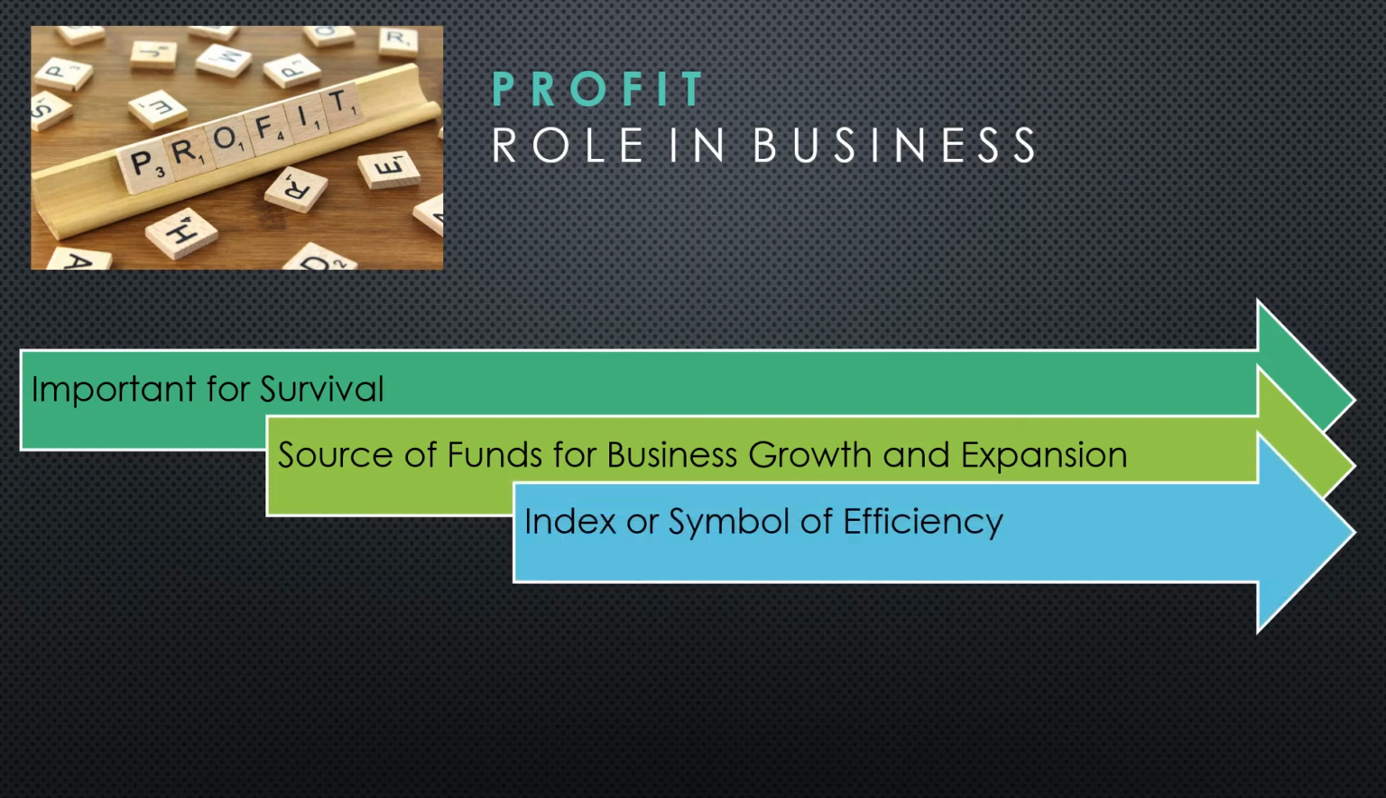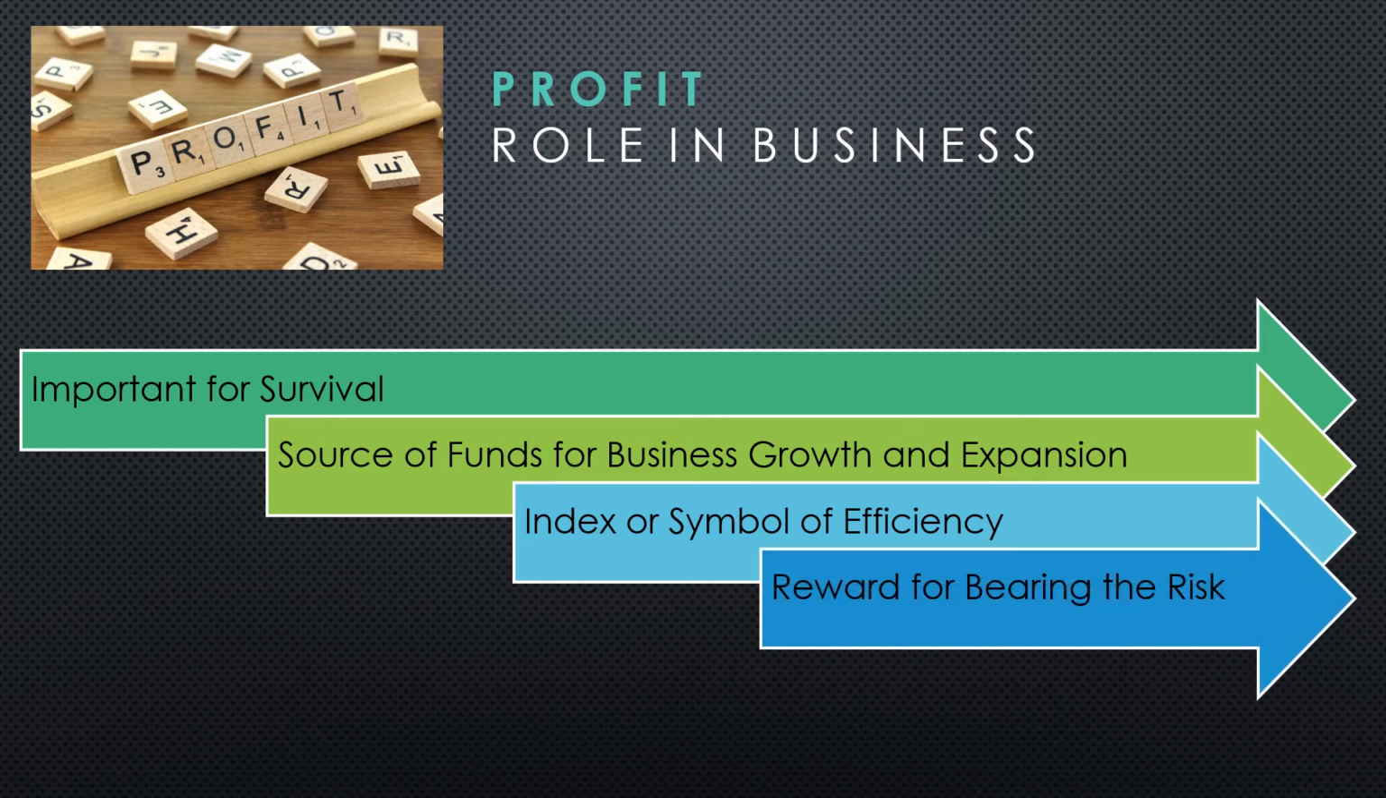Next point is index or symbol of efficiency. Profit indicates whether a business is being managed efficiently or not. Profit acts as a symbol of performance for those who are managing the business activities. Higher profits indicate that efficiency of management is amazing, and lower profits indicate the inefficiency of managerial staff. So the success of business can be easily judged by its ability to earn profits.